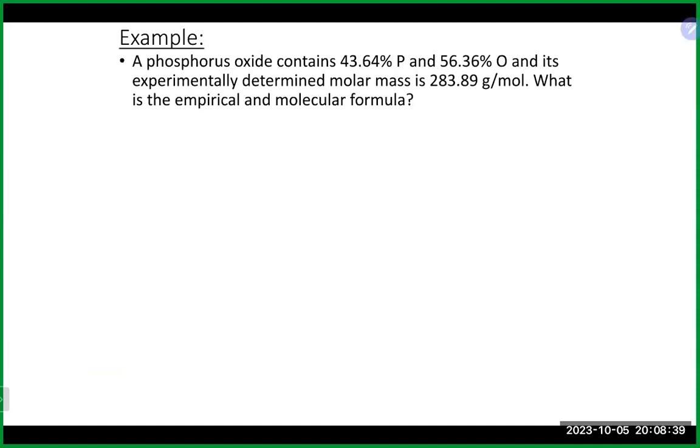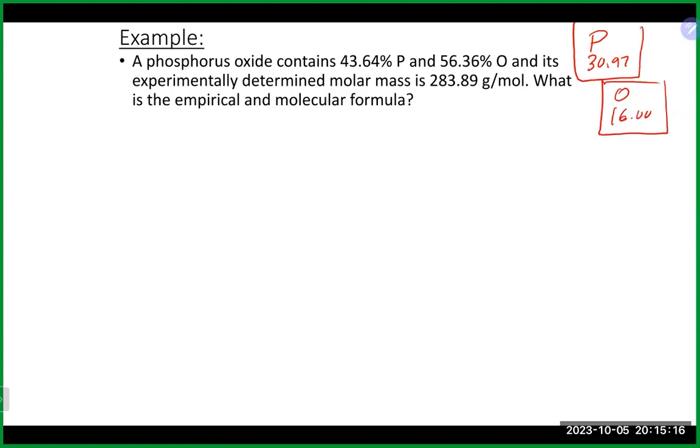Phosphorus oxide contains 43.64% phosphorus and 56.36% oxygen. It was experimentally found to have a molar mass of 283.89. What is the empirical and molecular formula here? So phosphorus is 30.97, I believe, and oxygen is 16. All right, give it a go. See what you come up with there.